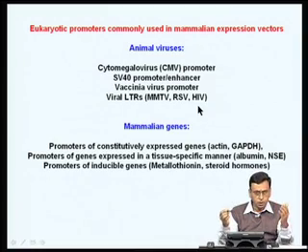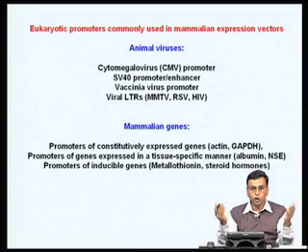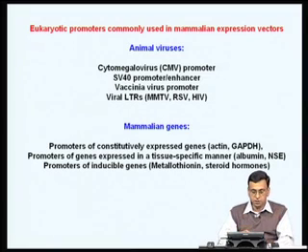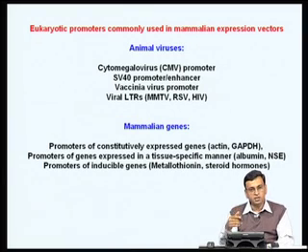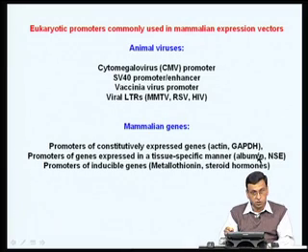So depending upon whether you want to express the gene constitutively or in an inducible manner, you can use different viral regulatory elements. In addition to these promoters and enhancer sequences from the animal viruses, you can also use the promoters and enhancer sequences from a number of mammalian genes which have been very well characterized. For example, you can use actin or glyceraldehyde 3-phosphate dehydrogenase promoters.